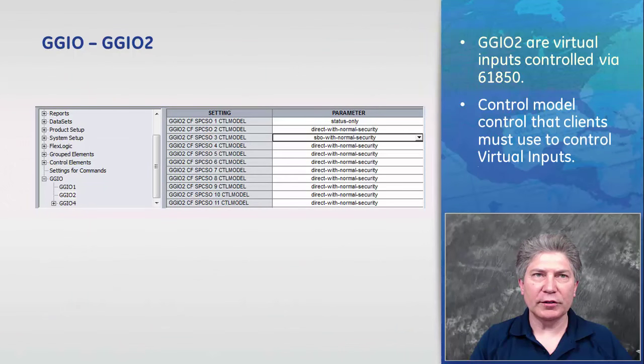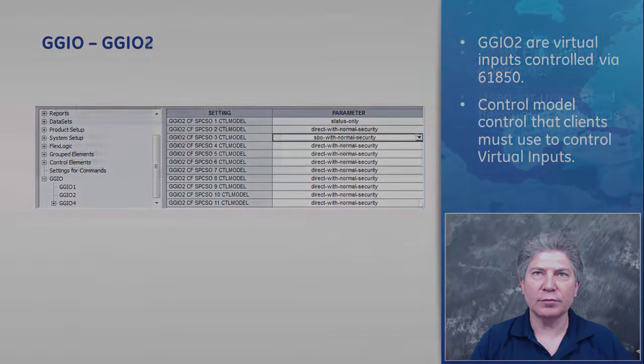Next, we'll take a look at the GGIO2, a virtual inputs control model. There's 120 virtual inputs that are controlled by IEC 61850 commands. So this setting selects the control model that clients must use to successfully control the virtual inputs.